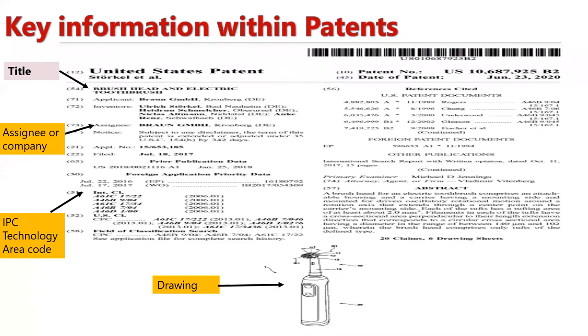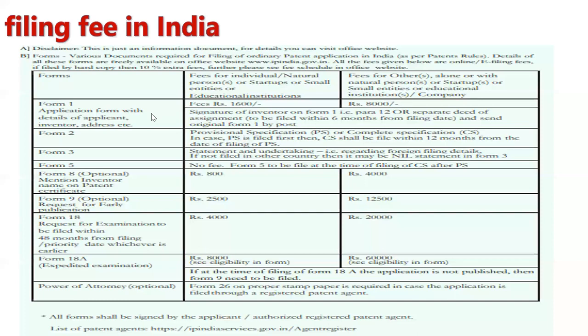Suppose I want to file a patent, how much fees do I have to pay? There are two categories. One category is for individual natural person or startup or small entity or educational institution. Another is for others. If you are filing form number 1, you have to pay 1600 rupees, and if you are filing form number 8, 800. So there are some fees that you have to pay while filing.